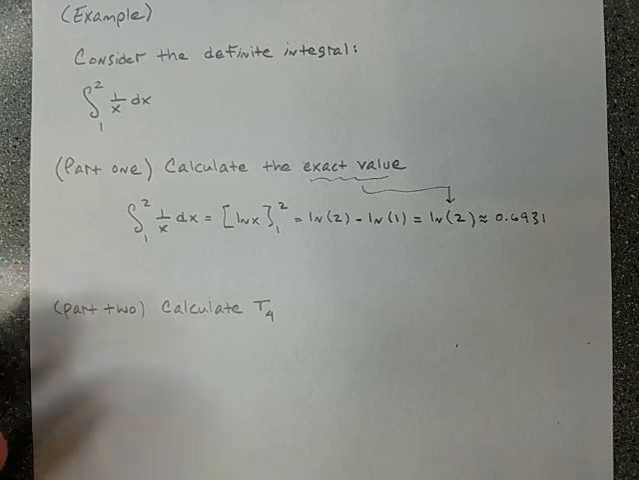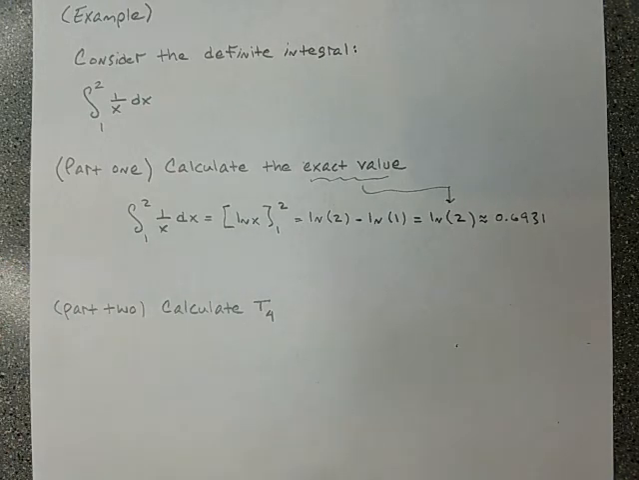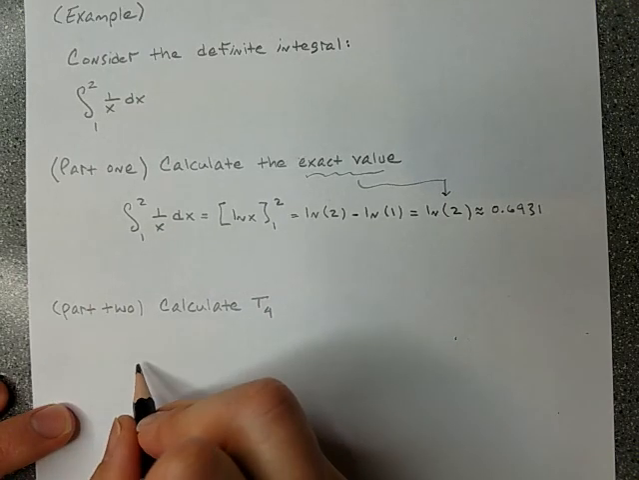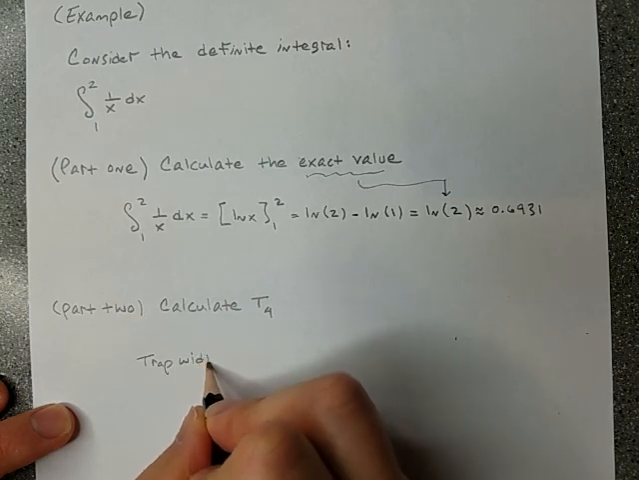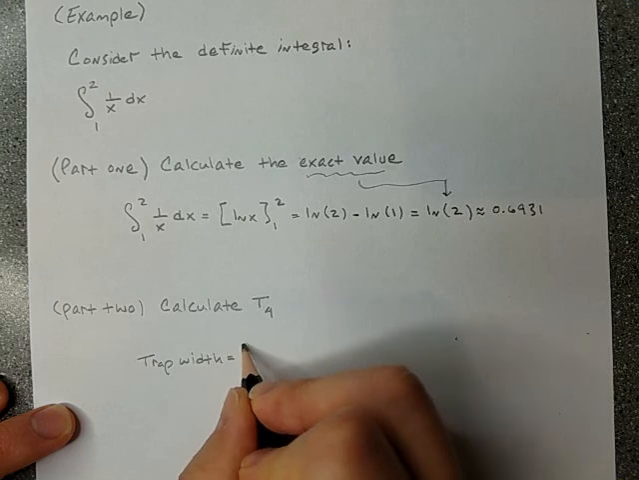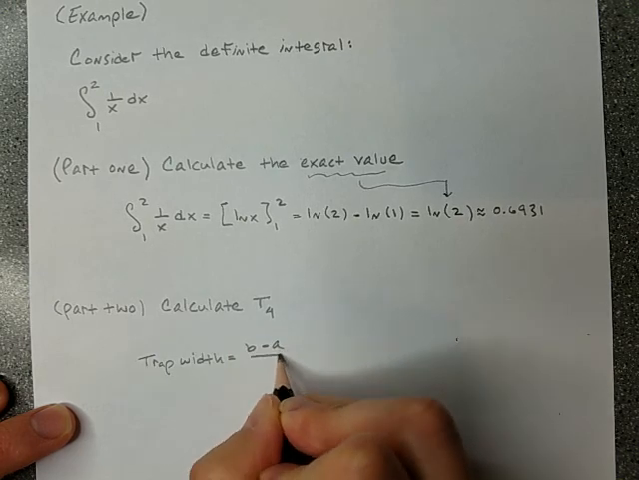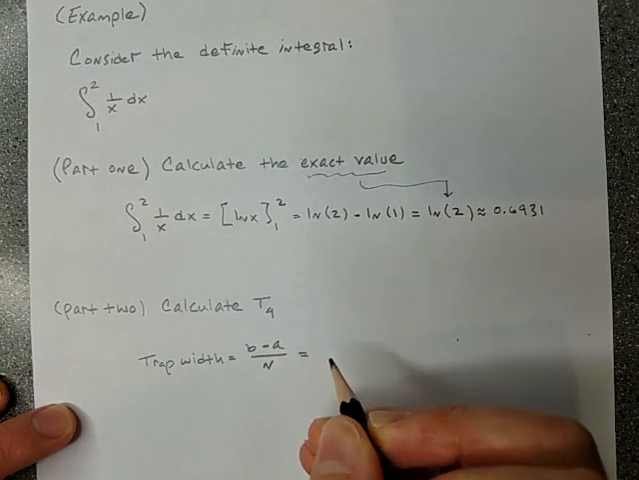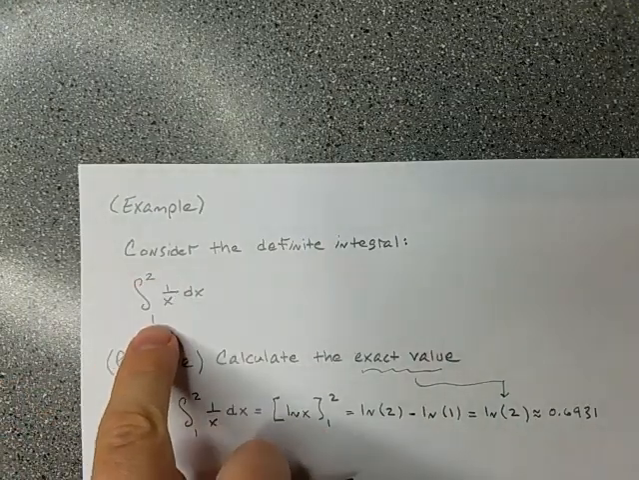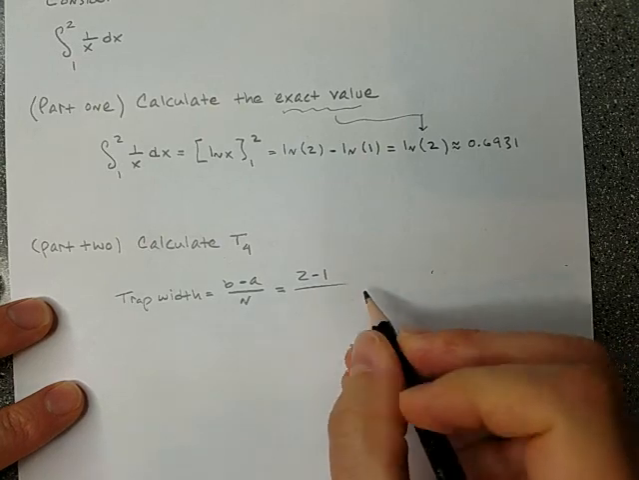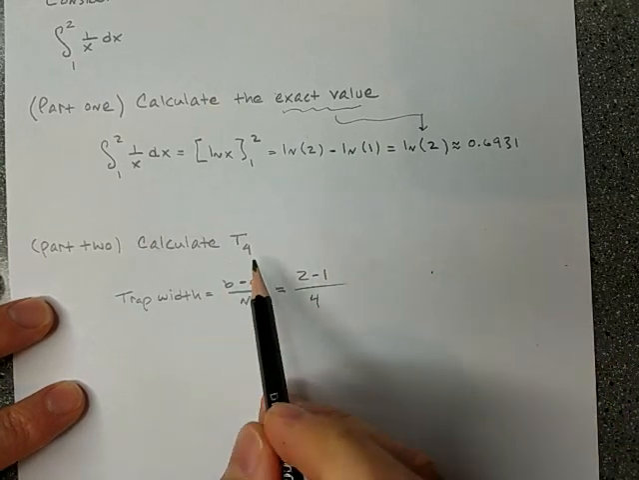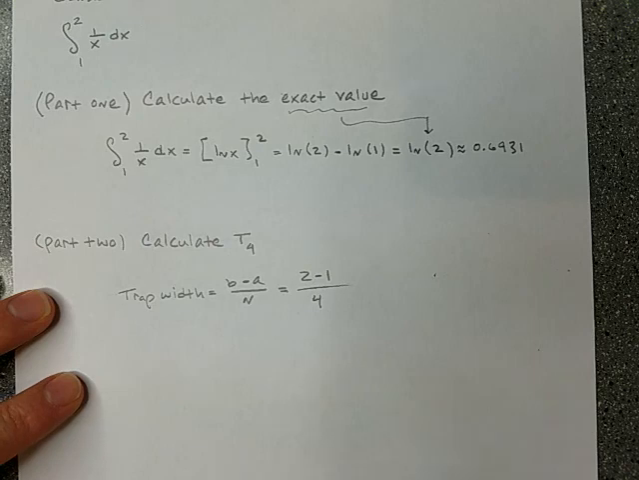What about T4? All right, so I'm going to go through those steps that I outlined in the previous slide. First of all, I'll give you the trapezoidal width, and I said that that was b minus a over n. And my upper and lower limits of integration are 2 and 1. And then we're going to calculate T4, so that means 4 trapezoids.